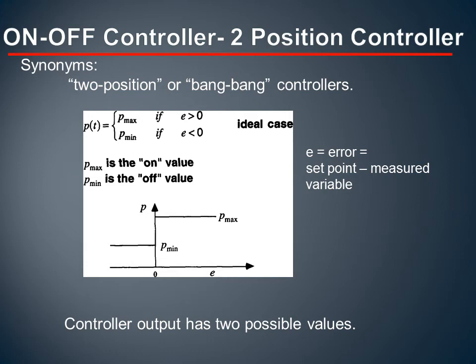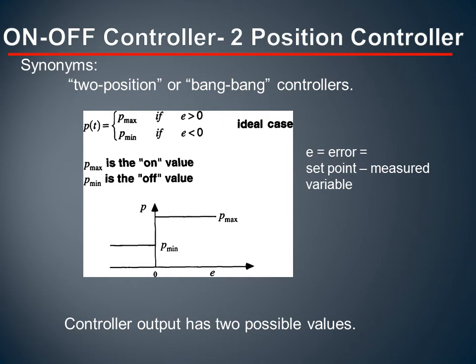Next is on-off controller. It is also called a two-position controller. The on-off controller has a discontinuous control action mode. This two-position controller is also called a bang-bang controller. As you can see in the diagram, it has two values of P. On the x-axis it is error, and on the y-axis it is controller output.